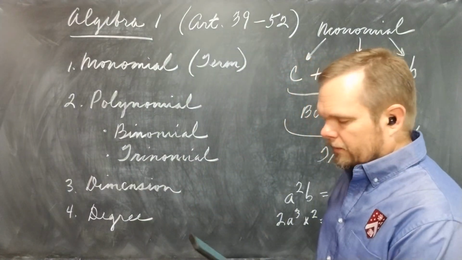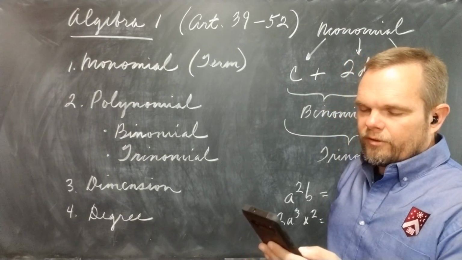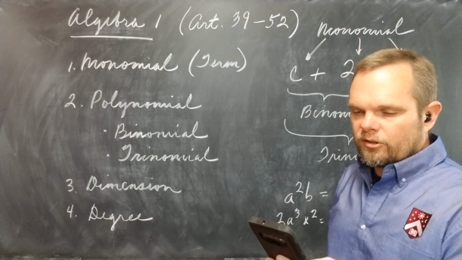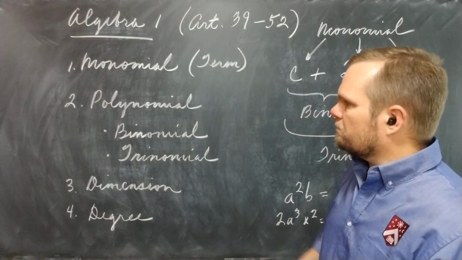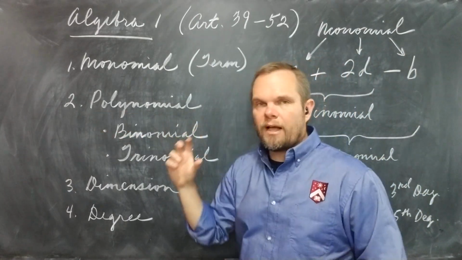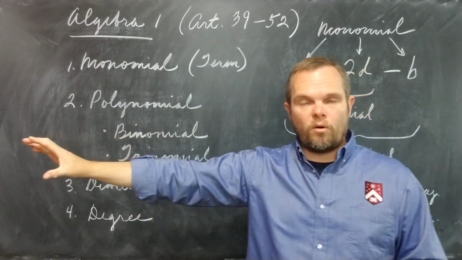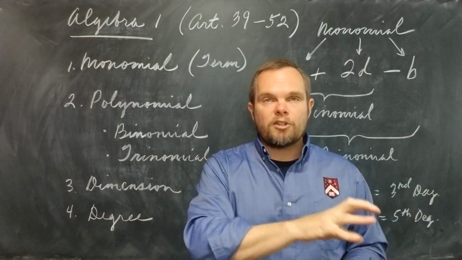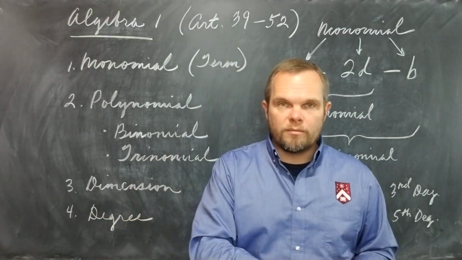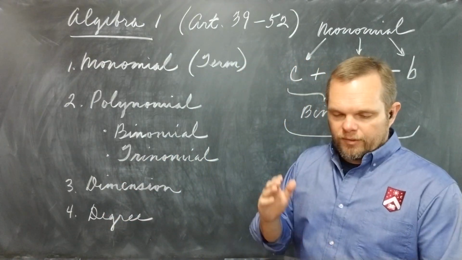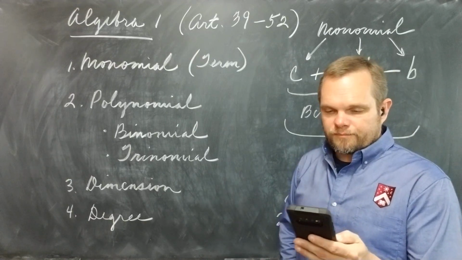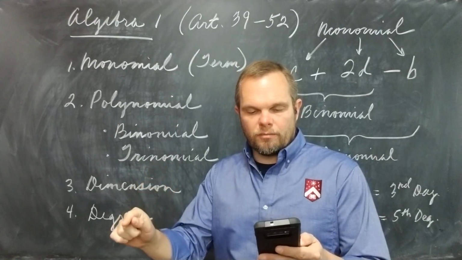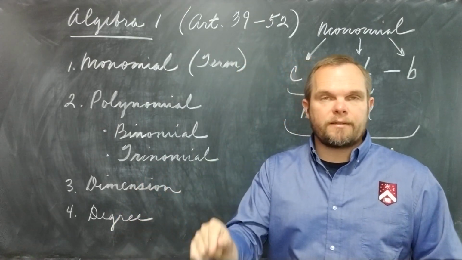Article 45. The value of a polynomial is not affected by changing the order of the terms. The value of a polynomial, the value of the expression as a whole, is not affected by changing the order of the terms. Okay? And there's one extra note there in this Article 45. Provided that each term retains its respective sign.